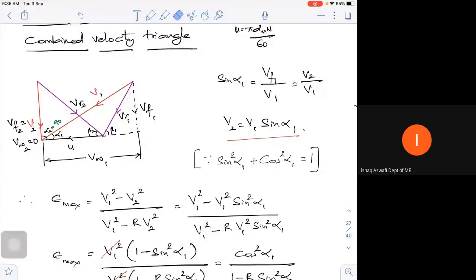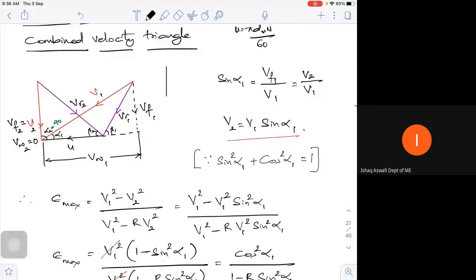Then we have VR1, which is the relative velocity at the inlet. Similarly, what will be VR2? VR2 is one component, and whenever VW is equal to 0 at the exit, that is VW2 equal to 0, your absolute velocity component or flow component will be the same. V2 is equal to VF2. In that case, I will get a right angle triangle. This is a simple thumb rule you should always remember.